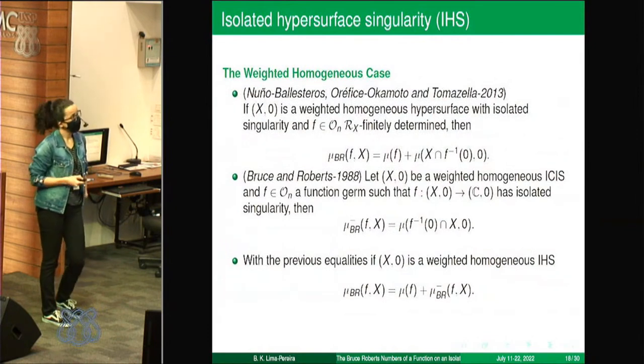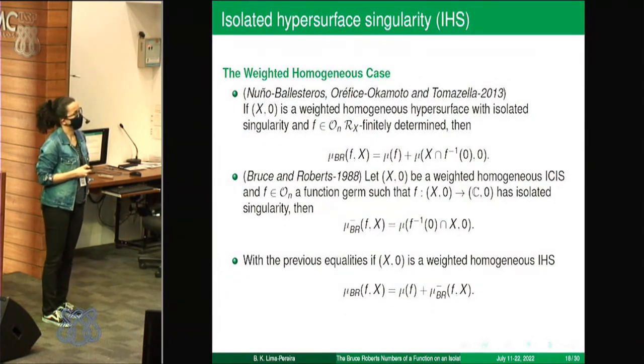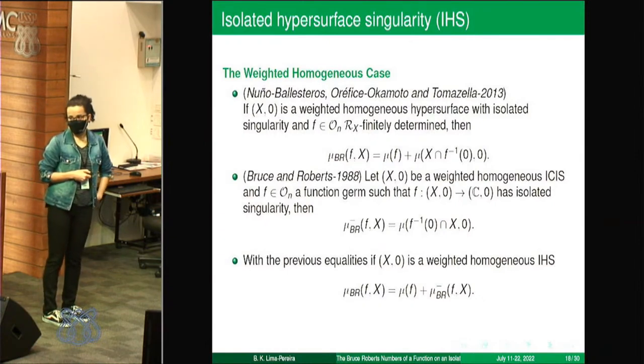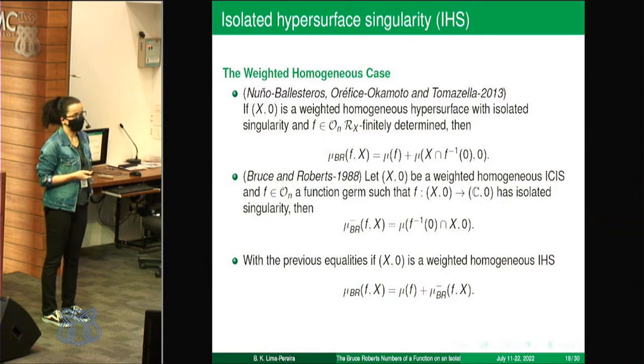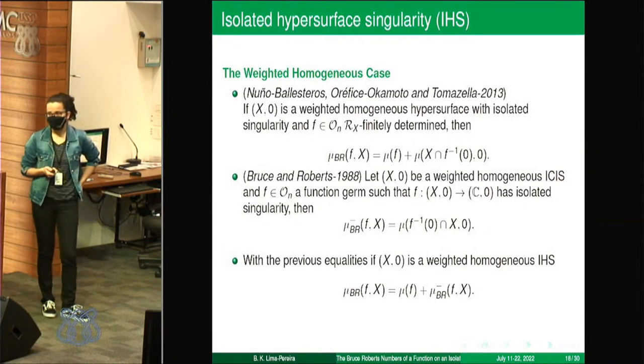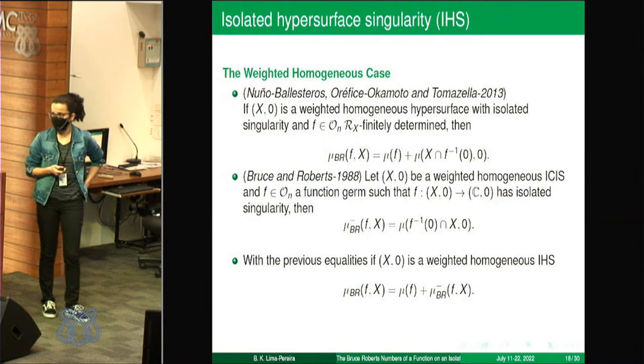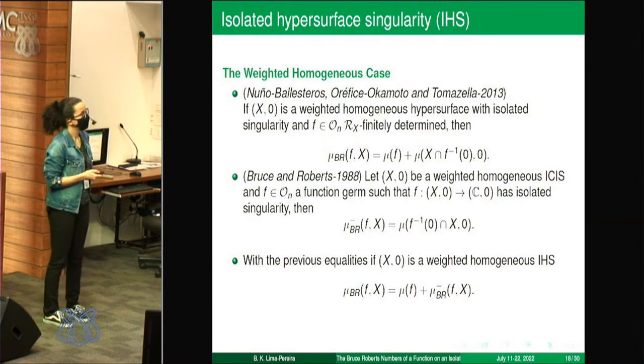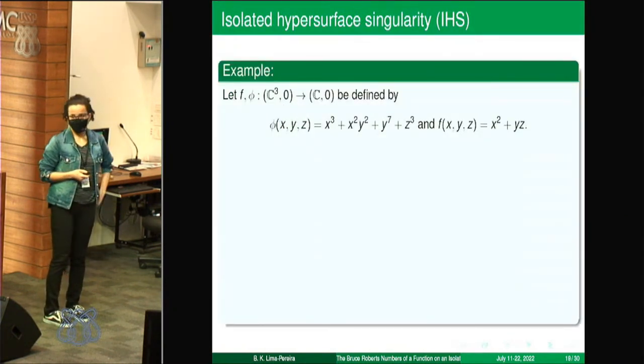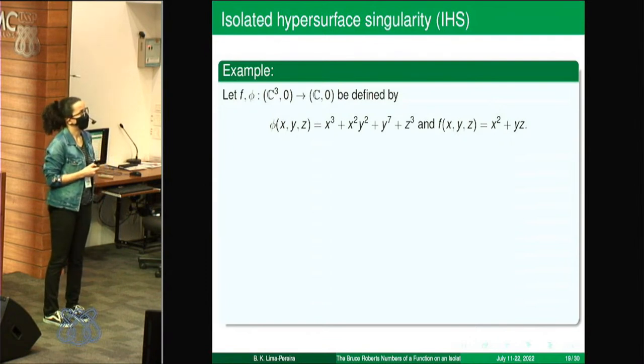Okay, so we have these equalities when X is a weighted homogeneous hypersurface with isolated singularity. And we have a question. Okay, what is the relation when X is any isolated hypersurface singularity, not necessarily weighted homogeneous? And we have this example. So we consider X, the hypersurface determined by this function germ, okay? And we consider this function, f.